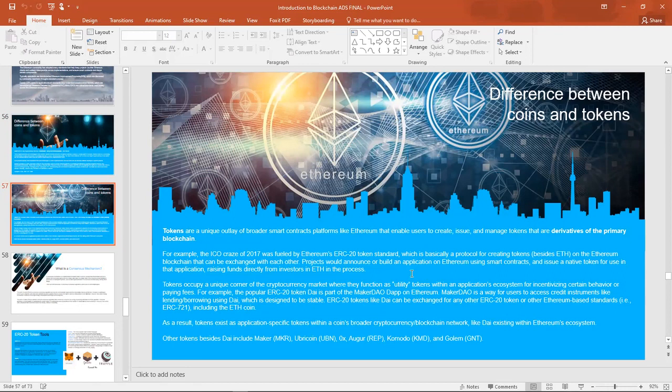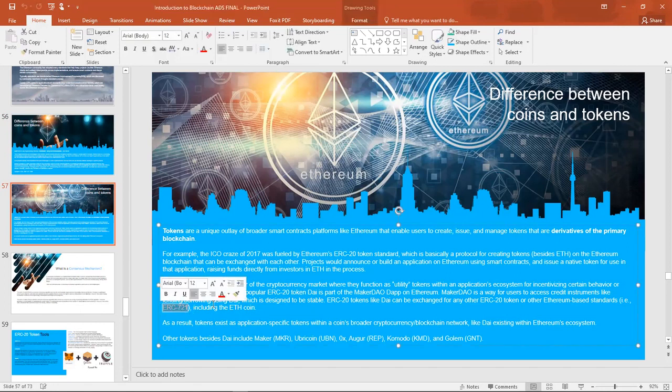So there are tokens that function as utility tokens within an application ecosystem, for incentivizing certain behavior or paying fees. For example, the popular ERC20 token DAI is part of the MakerDAO dApp on Ethereum. MakerDAO is a way for users to access credit instruments like lending and borrowing using DAI, which is designed to be stable. ERC20 tokens like DAI can be exchanged for any other ERC20 token or Ethereum-based standards, like ERC721, which is non-fungible, including the ETH coin itself. So you can exchange MakerDAO for ETH or any other ERC20 token.